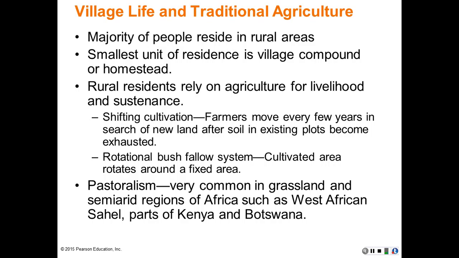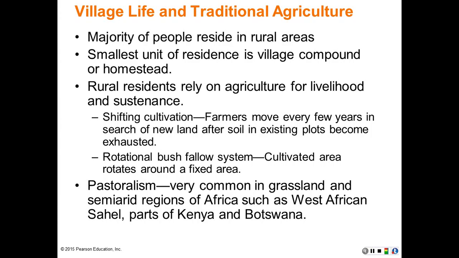We move on then to village life and traditional agriculture. The majority of the people reside in rural areas. Somewhere between 60 and 70% of the population of Africa south of the Sahara live in rural areas. The smallest unit of residence is a village compound or homestead. Often this is a few families related by marriages, and their extended families of young to the older population. Rural residents rely almost exclusively on agriculture for livelihood and sustenance.